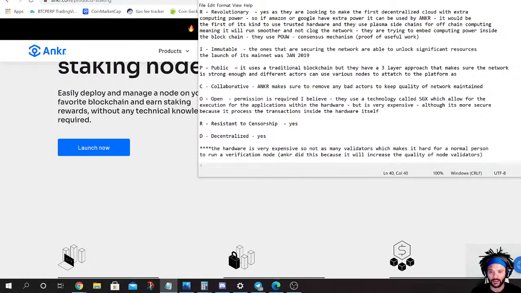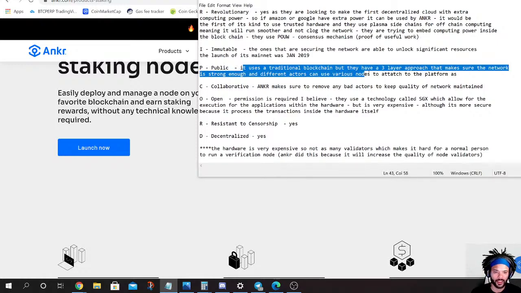Is it public? It uses traditional blockchain, but they have a 3-layer approach that makes sure the network is strong enough and different actors can use various nodes to attach to the platform. So I would say that's pretty public, right? Different actors can use various nodes to attach to the program. Easy enough. What's up, Mario? Now branded as Polygon. That's true, yeah. Matic rebranded to Polygon, if anyone's confused about that when they're searching for it.